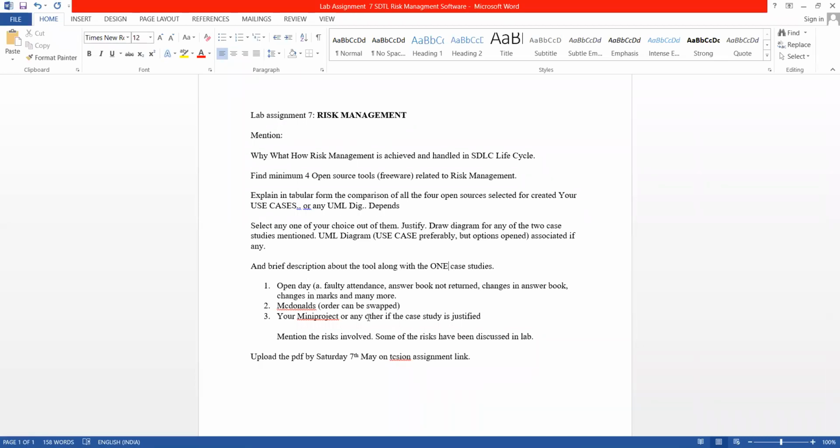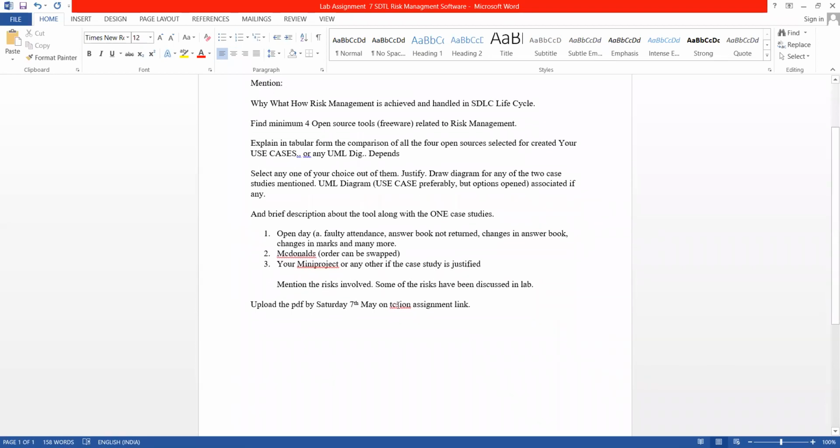Just you need to explore how a risk management tool is used. Even if you tell me Java exception handling, I would accept it very happily, because that is also a very good approach. You mentioned the risks involved for your project. For the open day, we have already discussed that the student may give a faulty attendance, or maybe even the faculty can note down a faulty attendance. Okay.